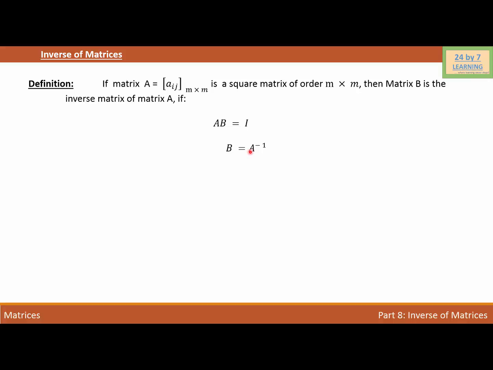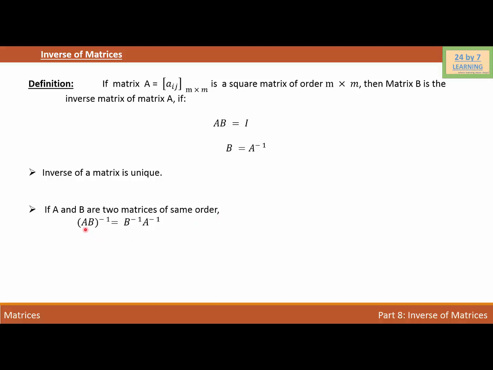Let's consider some properties that we need to remember in order to find the inverse of the matrices. So the first property: the inverse of a matrix is unique. It simply means that if we want to find the inverse of a matrix, there is only one value for that matrix. Or in other words, you can also say that the value of the inverse matrix is a particular value of the matrix.